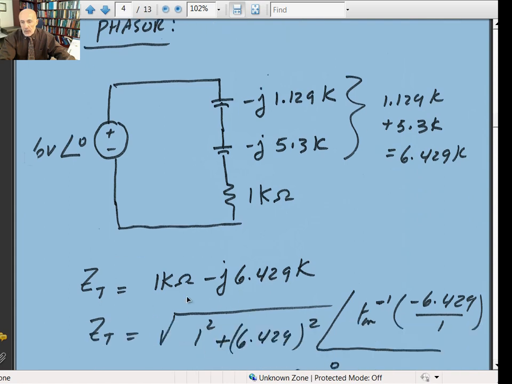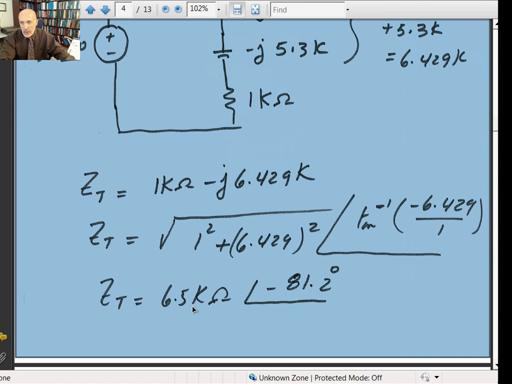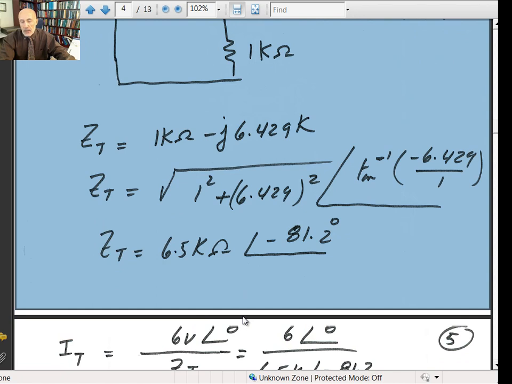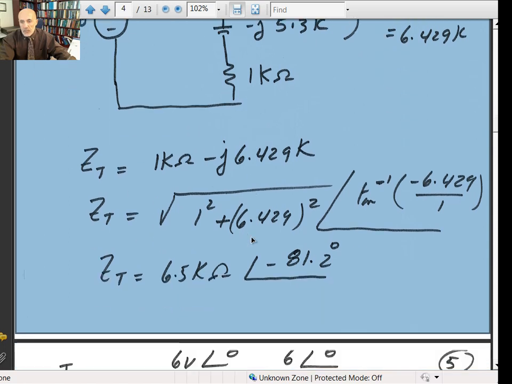Then Z total would be equal to the square root of 1 squared plus 6.42 squared, with tangent inverse of minus 6.42 divided by 1, and that gives you 6.5 K at an angle of minus 81.2 degrees. That's Z total. And I total. Then, once you put everything into phasors, the rest is just a matter of doing the calculation, just like you did with DC. But again, you have to deal with complex numbers.